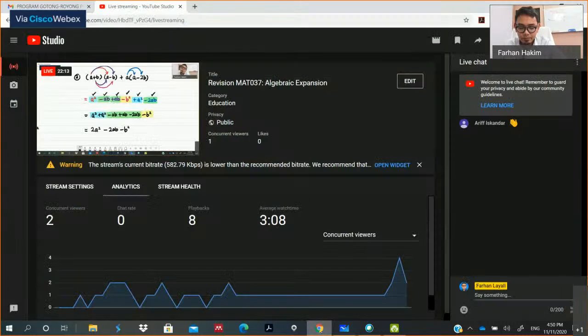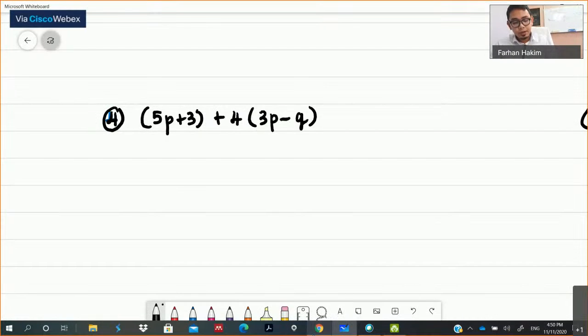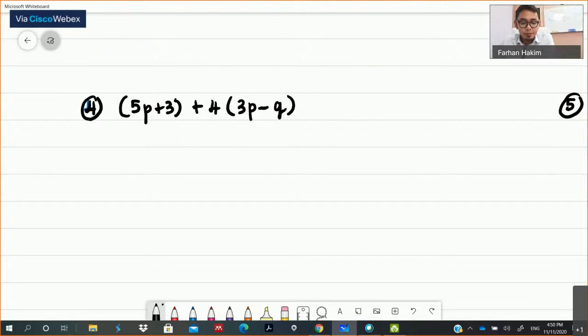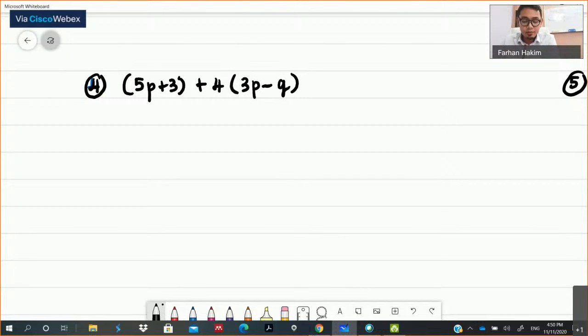Number 4. Okay, number 4. Alright, so we have this. Okay, number 4 is quite easy, but never mind. We'll just solve this. Yang ini sebenarnya the trick sahaja. Sebab dia ada bracket, sebenarnya boleh buka bracket tu. If you have something baru boleh kena darab kan. But now you don't have any coefficient outside that bracket. So actually you boleh buka bracket itu. Alright, so just write this 5p plus 3.